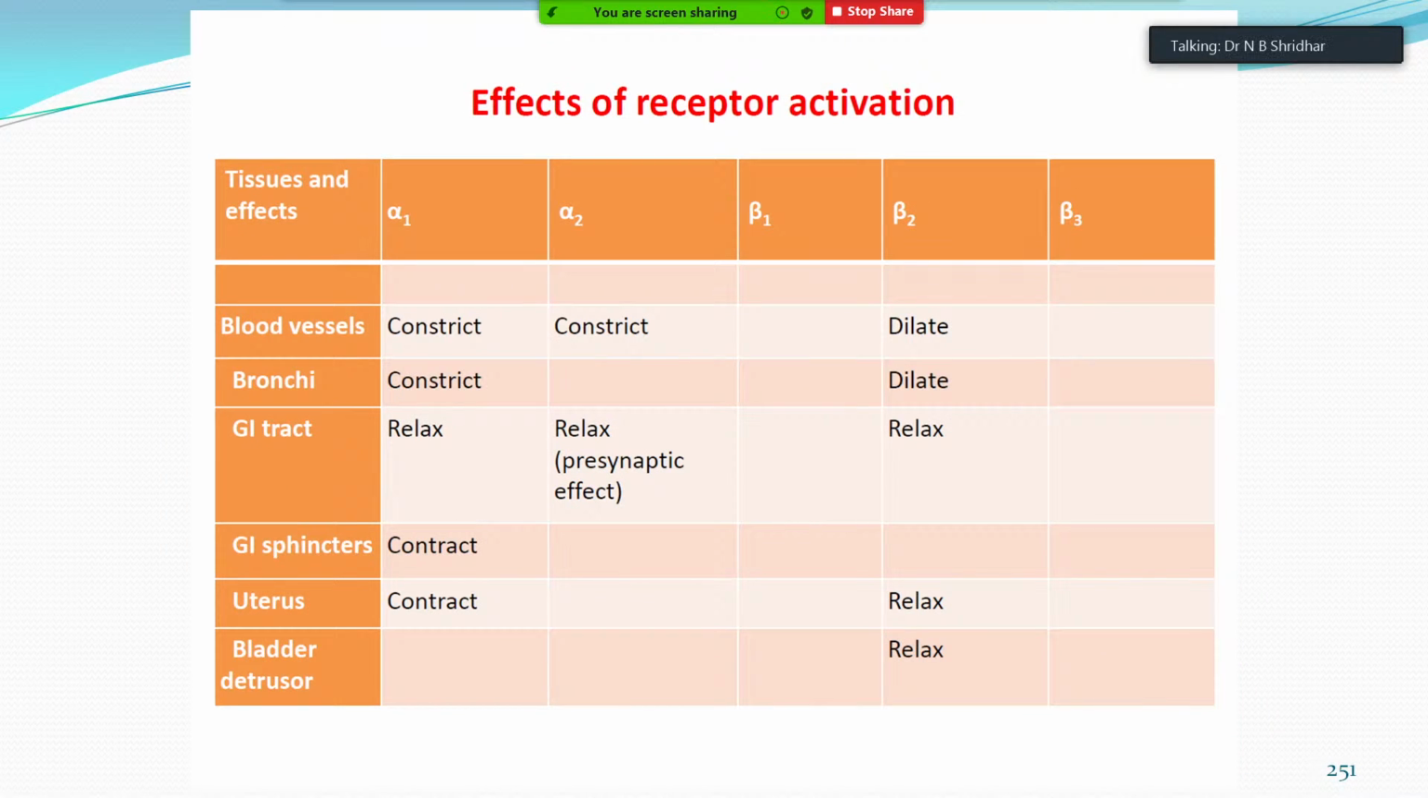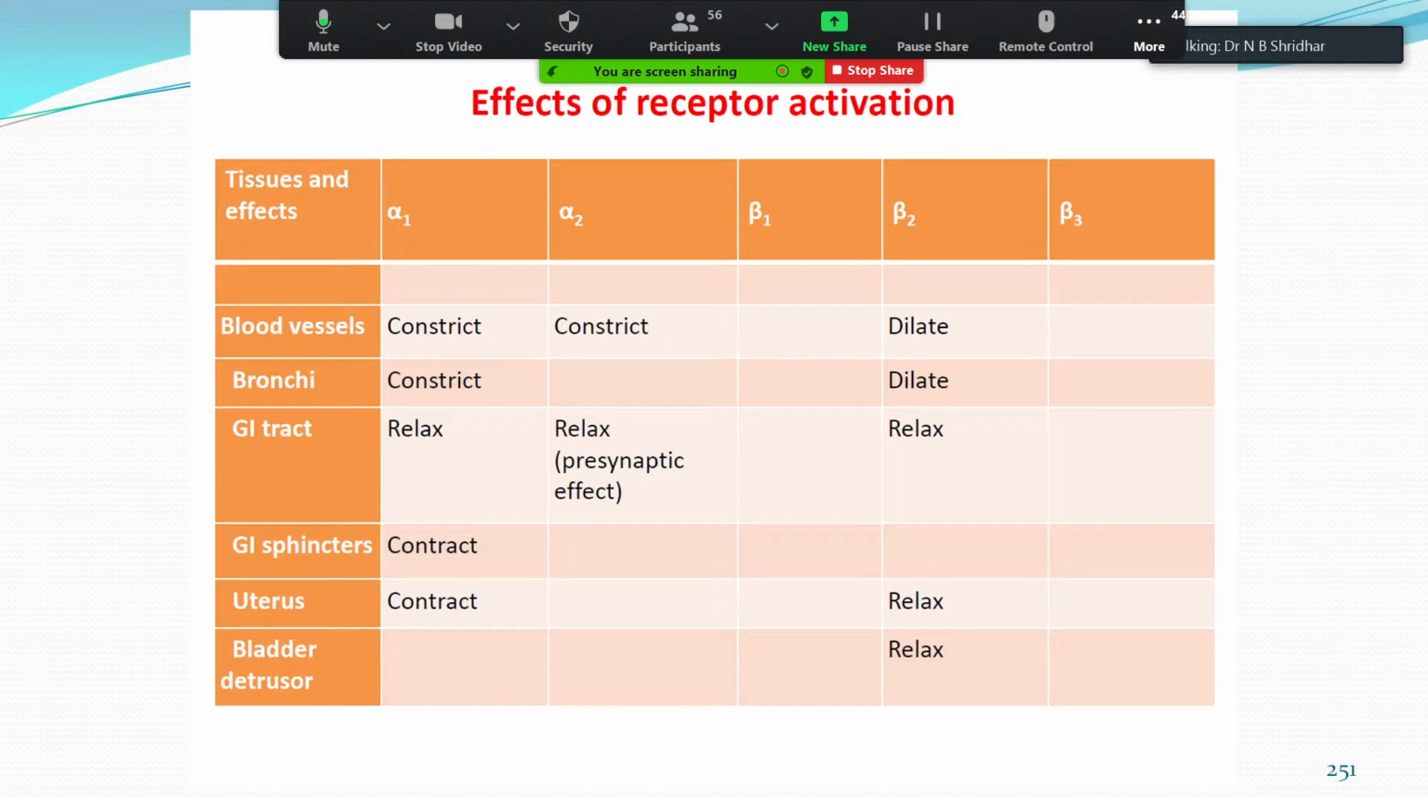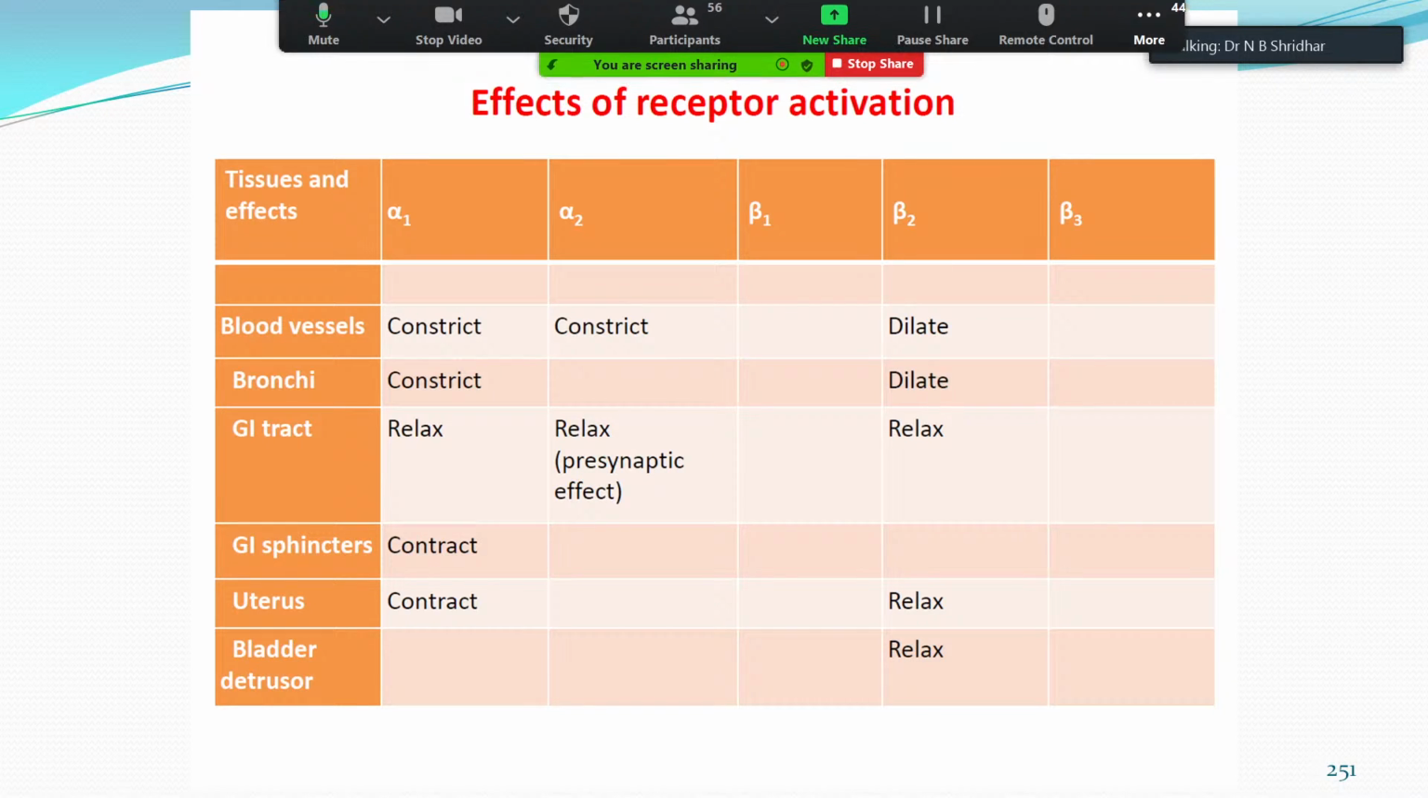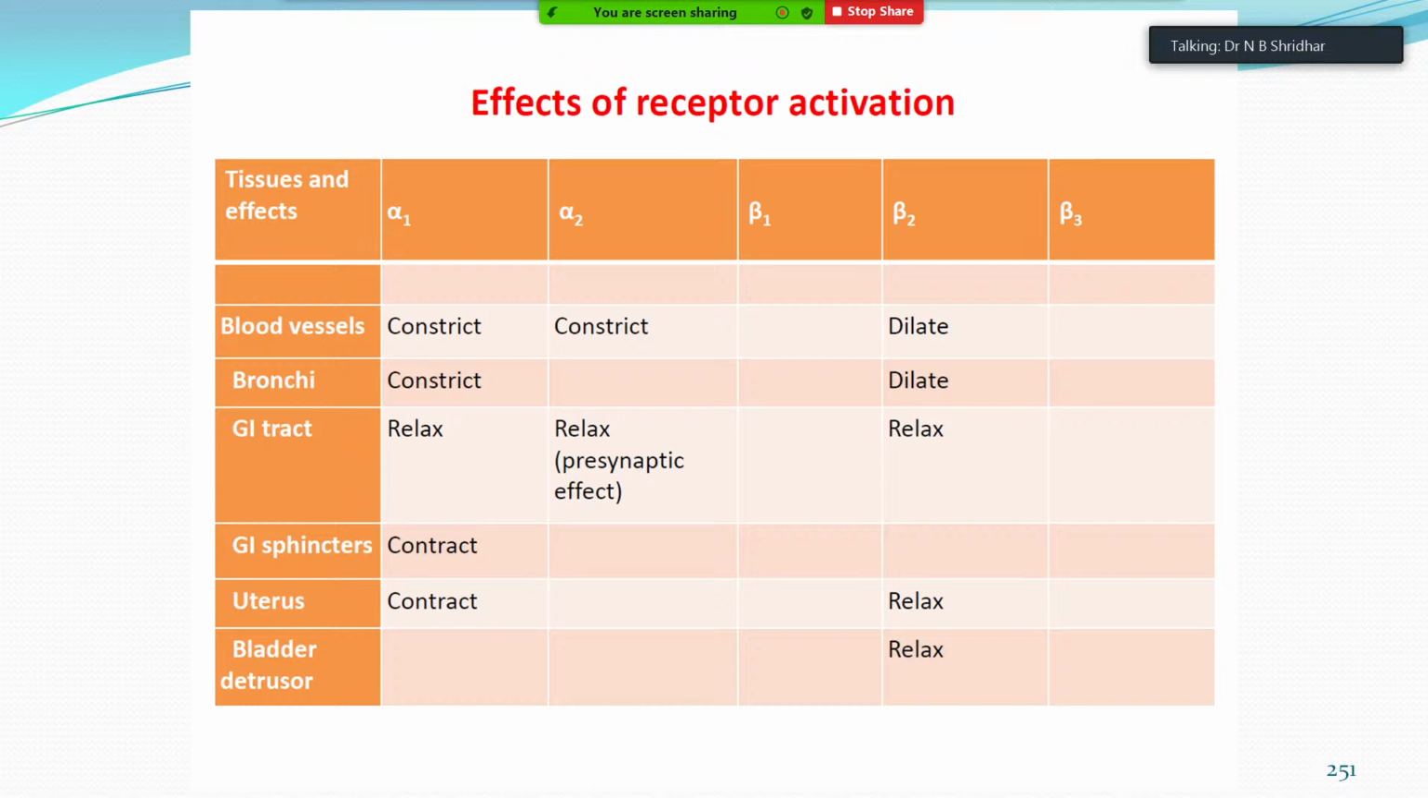And effects are what happens whenever we activate the particular receptors. See, tissue and effects like alpha 1 type of the receptors. Alpha 1 is always excitatory and postsynaptic in nature. So what happens is the blood vessels are going to constrict, whereas the bronchi it's also going to constrict because alpha 1 is excitatory in nature.